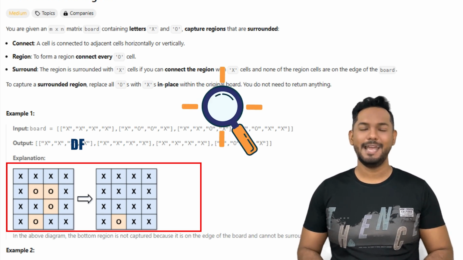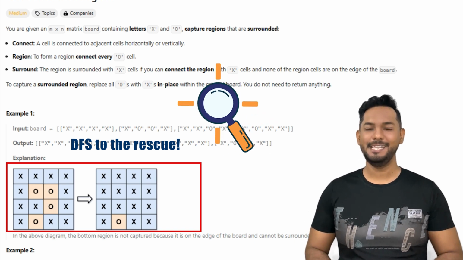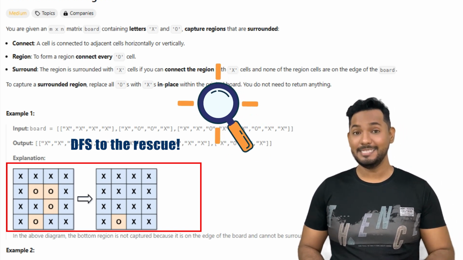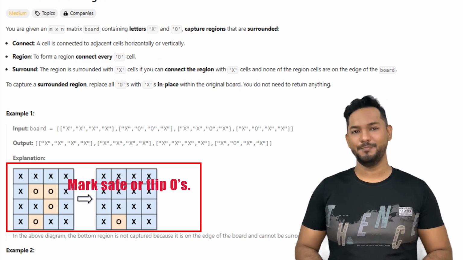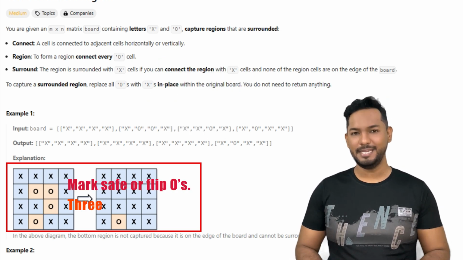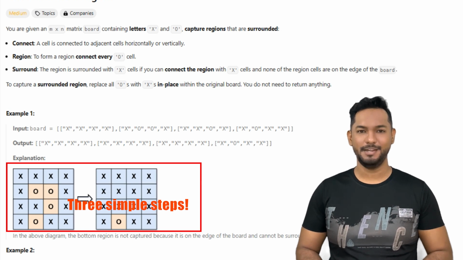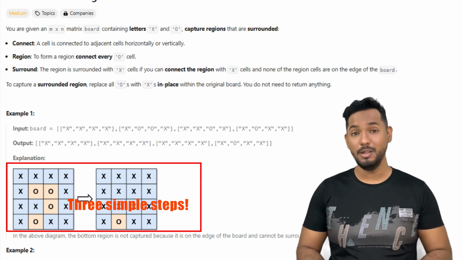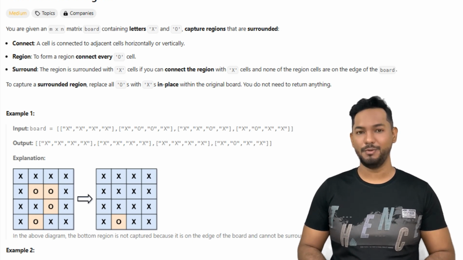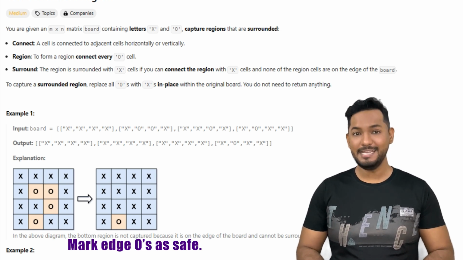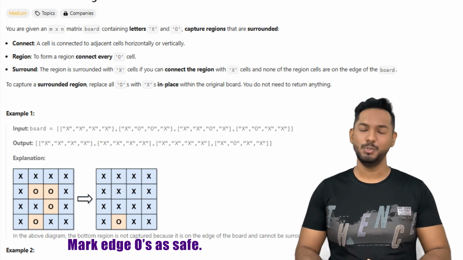How do we do this? Enter depth first search, or DFS for short. This is how we'll identify which O's are safe and which ones need to go. Let's break it down into 3 key steps. The problem is straightforward. We need to identify all O's connected to the board's edge. These are safe and should remain O. Then convert any O's surrounded by X into X.